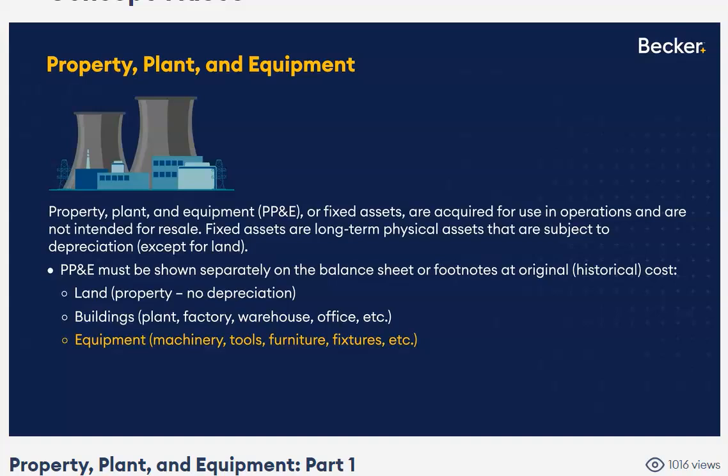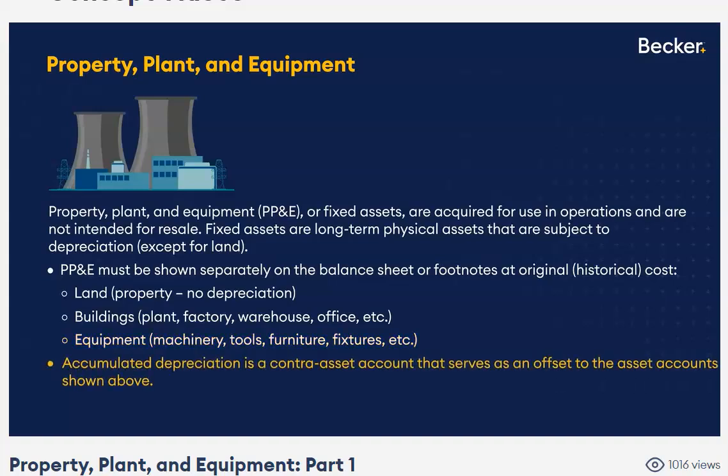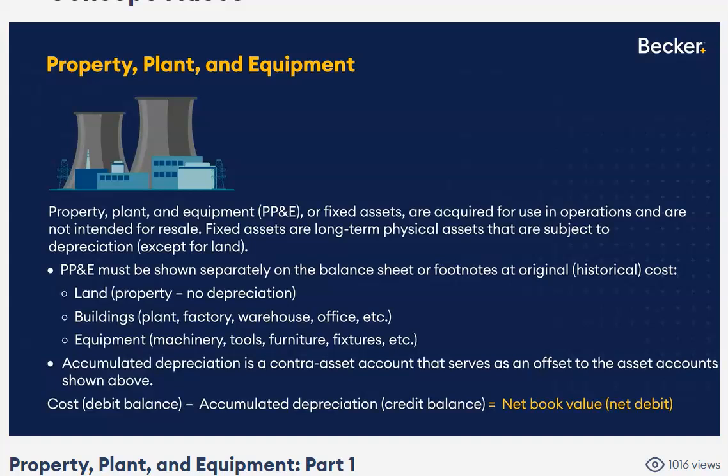subject to depreciation. Now, don't forget, under U.S. GAAP, and for my friends outside the U.S. who are studying, we're not going to be doing any mark-to-market here. So in the U.S., these fixed assets are going to be shown on the balance sheet using the cost method, your historical cost minus accumulated depreciation. Now, your accumulated depreciation, mind you, is a contra asset, credit balance. So if you take your cost, debit balance, and you subtract your accumulated depreciation with a credit balance, you get your net book value, your net debit balance, okay?